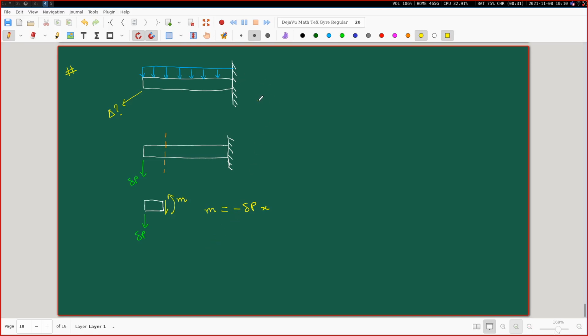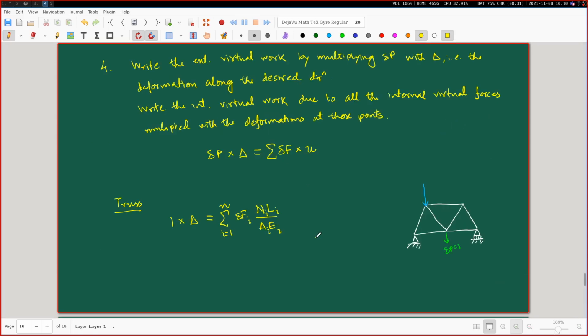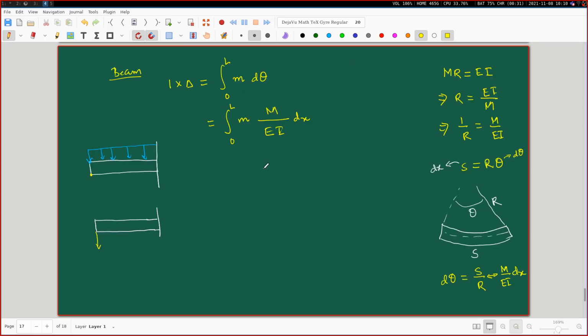Just quickly referring back, I have determined the internal loading in response to the delta P. This internal loading that I have just found out is the small m. Now is the real deformation in response to the actual loading. So this is the actual loading. Now I have to find out the corresponding deformation.